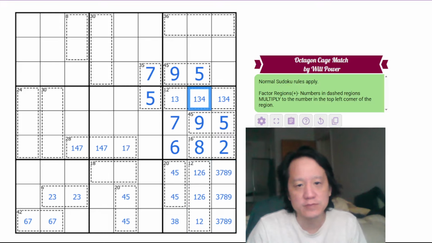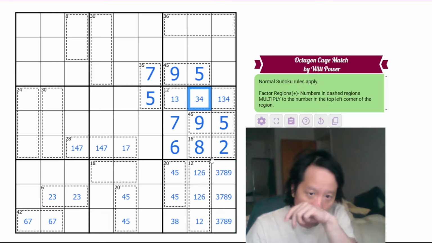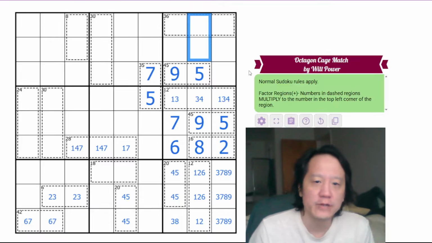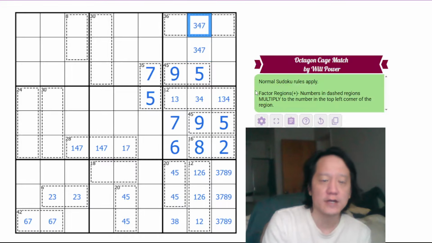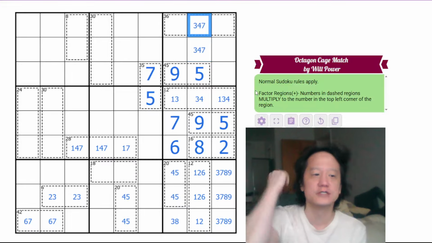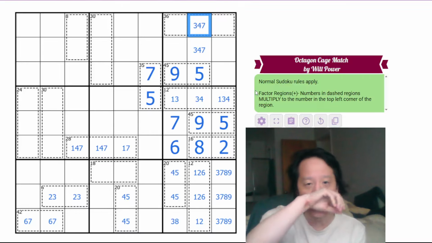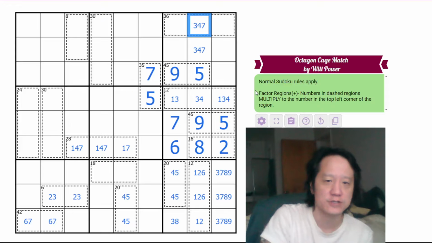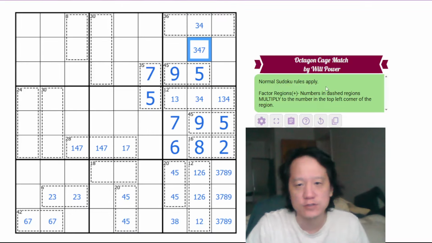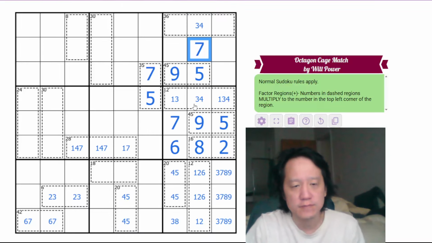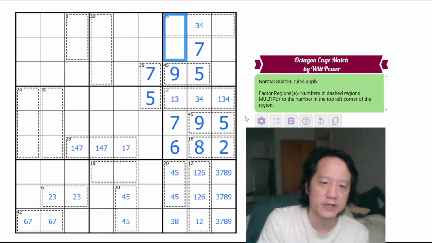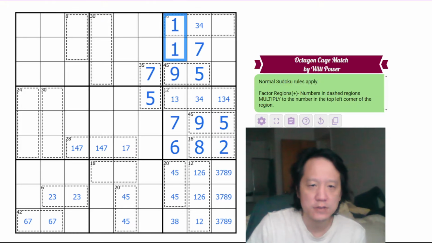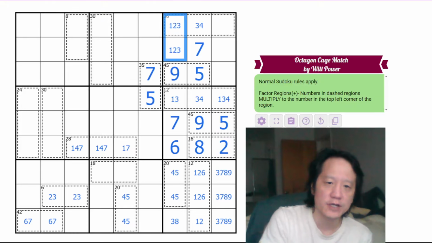1, 2, 6 eliminates 1 here. Remaining digits in column 8 are 3, 4, and 7. But 7 cannot multiply to 36. 7 in any other integer does not multiply to 36. So this can't be 7, which forces this to be a 7. Remaining digits in column 7, we have 1, 2, 3, and 8.